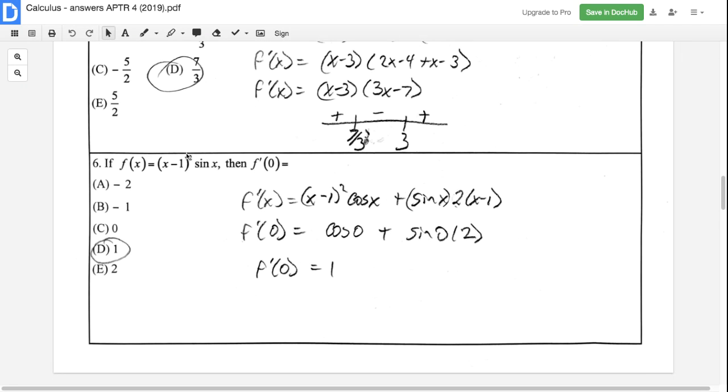6, if f of x equals this, then f prime of 0 equals what? So I need the product rule. First derivative of the second plus the second derivative of the first, and then I'm going to plug 0 in. So I plug a 0 into this. Plug 0 into this, it's going to give me -1. -1 squared is 1, and then I have cosine of 0. Plug 0 into this, I get sine of 0. Plug 0 into this, that gives me 2, and this should be -2, but it's not going to matter because sine of 0 is 0. And cosine of 0 is 1, so that means my answer is 1.